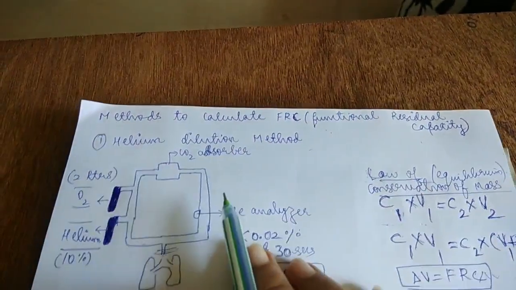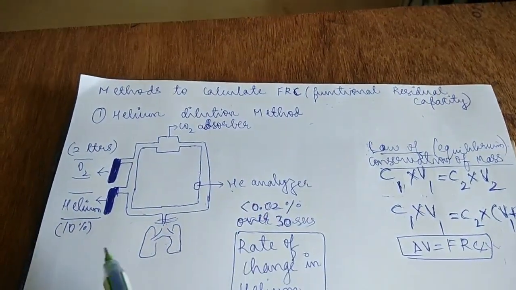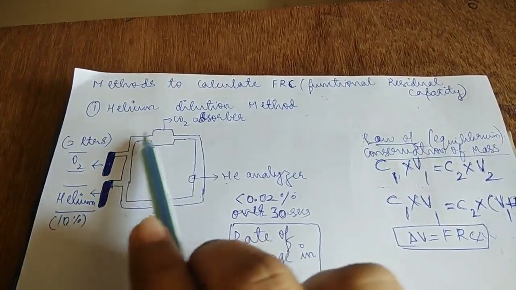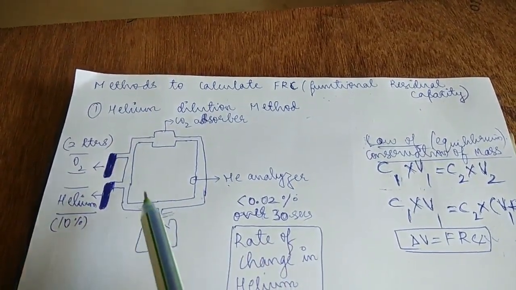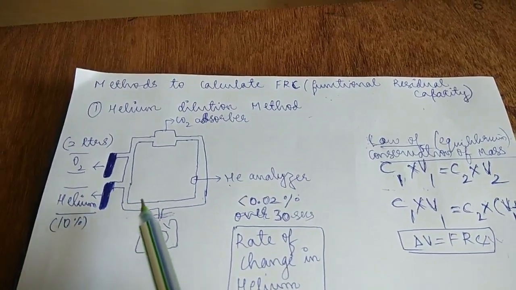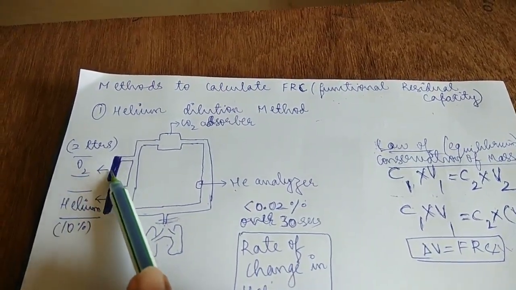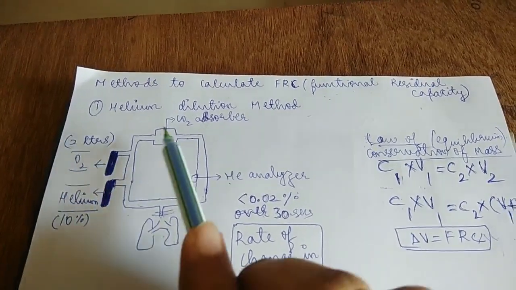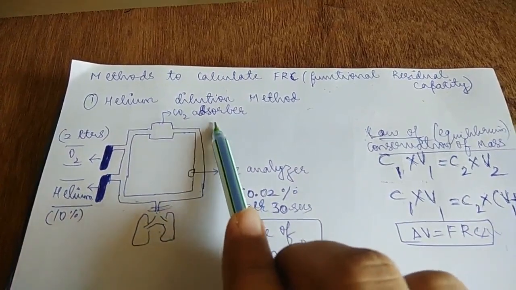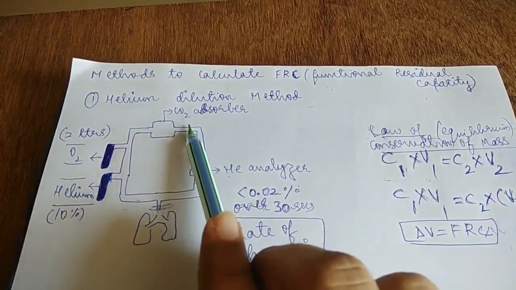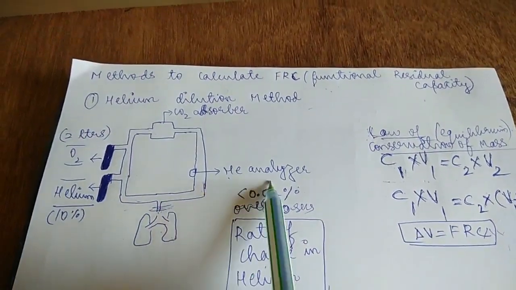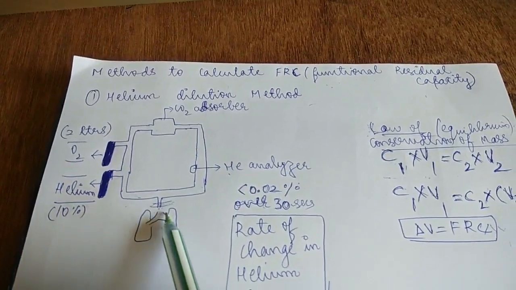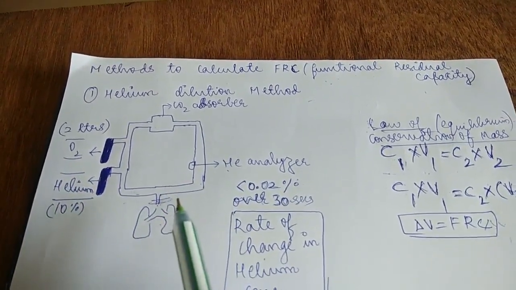First method is the helium dilution method. The helium dilution method is a closed circuit. As you can see, this is a closed circuit, and the components of the circuit are the oxygen cylinder, and a helium cylinder which is attached to the circuit, and a CO2 absorber, that is soda lime, which absorbs the CO2, and another is a helium analyzer. These are the parts of the circuit, and here is a mouthpiece, and here is where the patient sits.